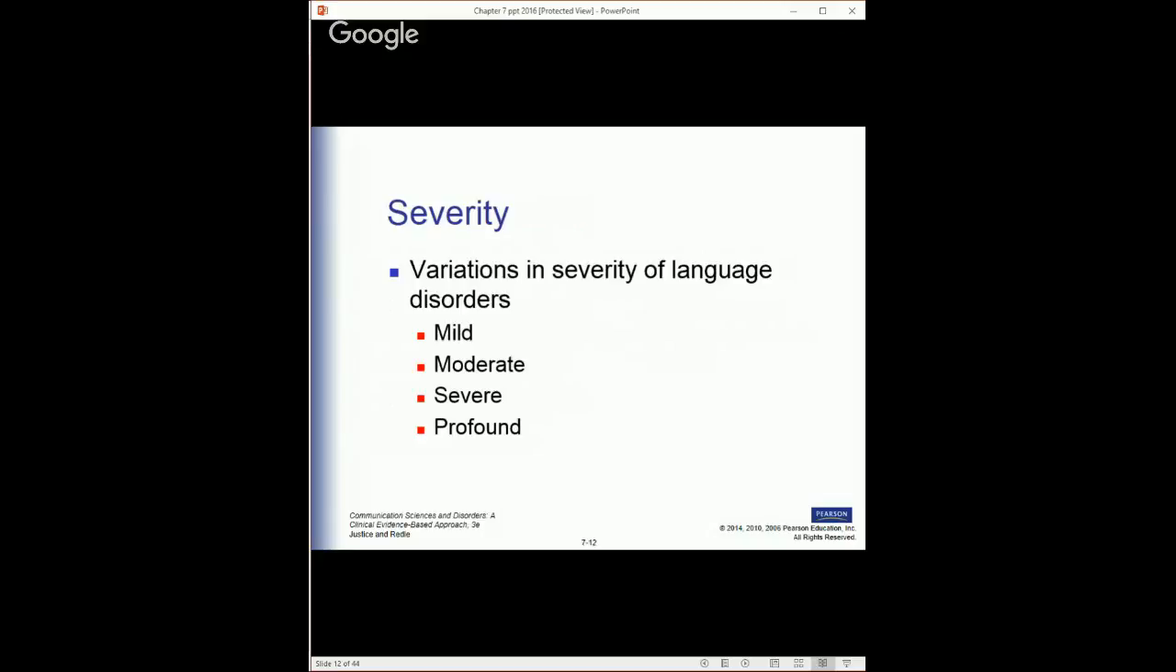If you've ever seen somebody with an AAC device, they have low tech devices and high tech devices that are computer based. And depending on the person's capabilities, an appropriate AAC device may be chosen for them if they have a profound language impairment.